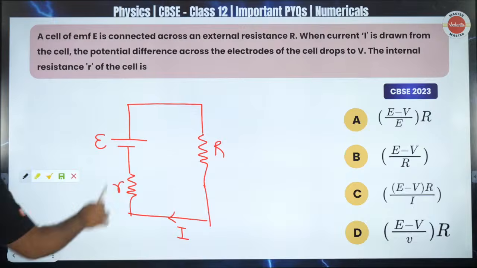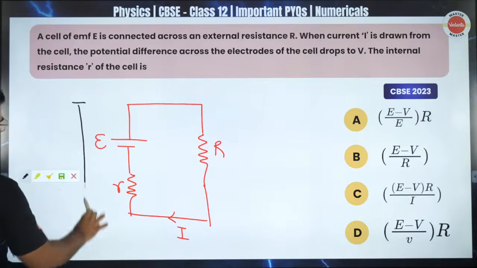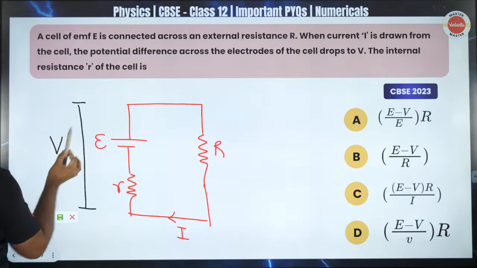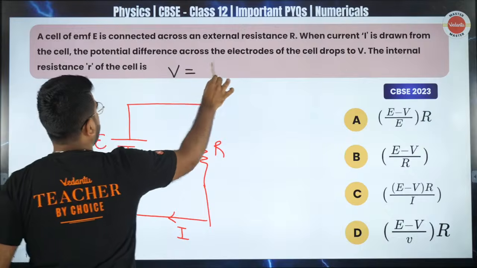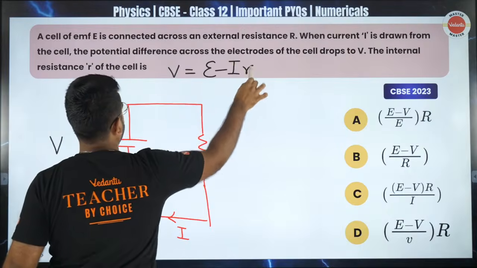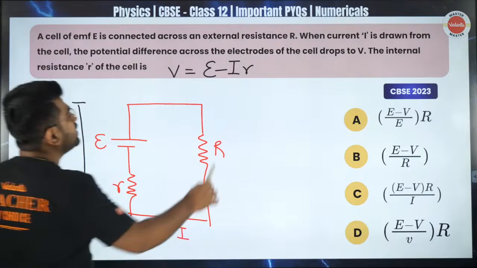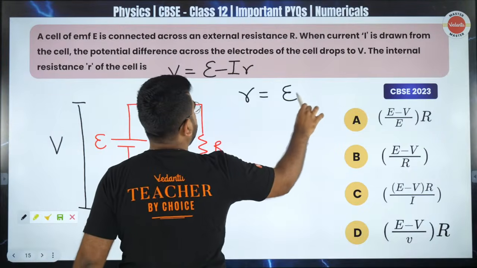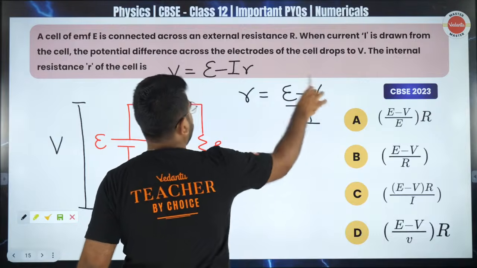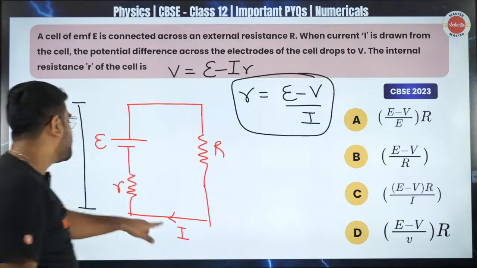The voltage across this is V. So what is V? V is equal to E minus Ir. Are you all clear? V is equal to E minus Ir. So what is r? r is equal to E minus V by I. So that is your r. But what is I?